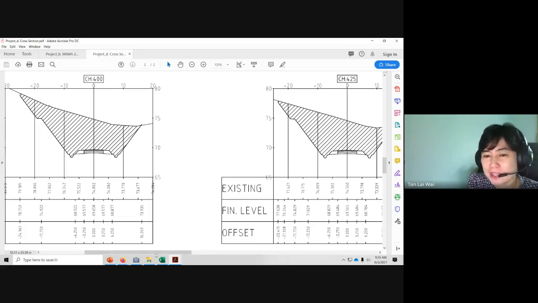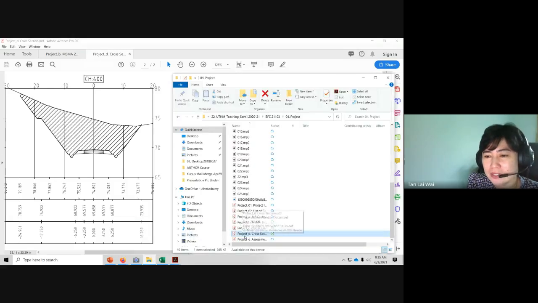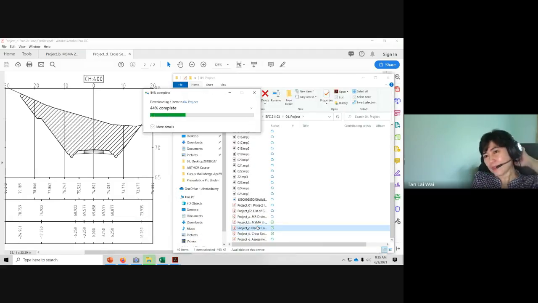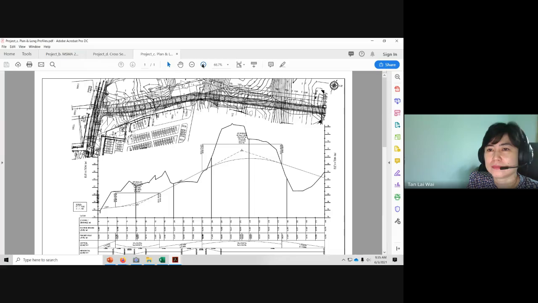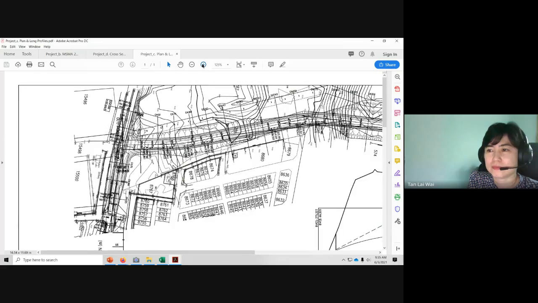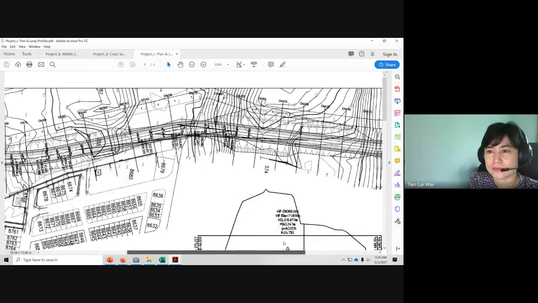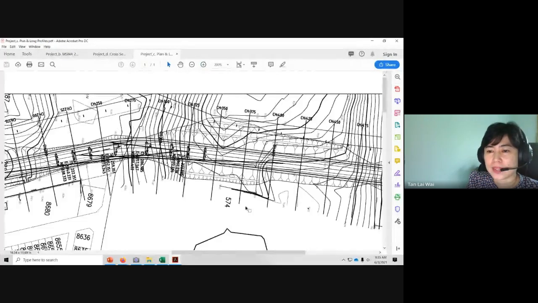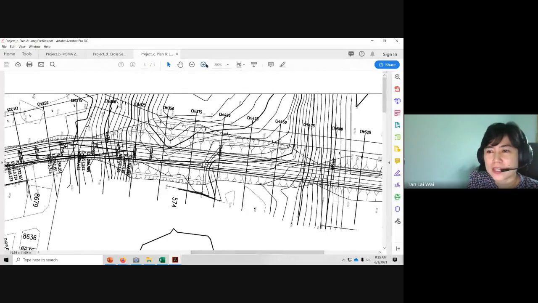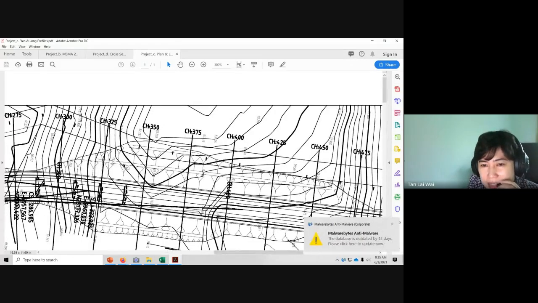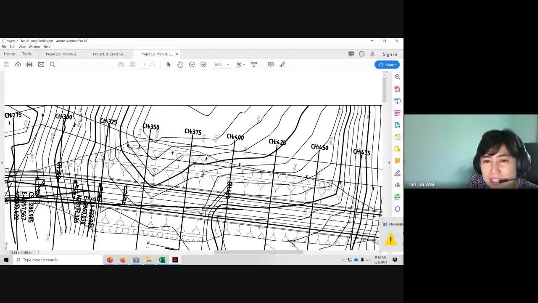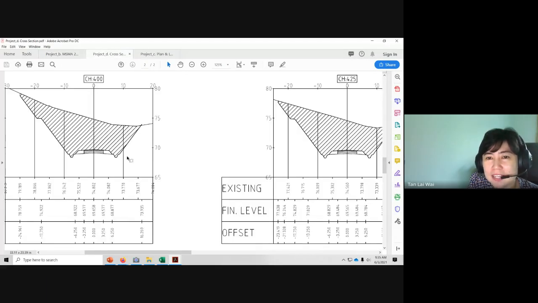Tetapi, you have to be careful tau. Contohnya, kalau saya tengok plan long ni, kalau saya besarkan kan, actually kan, yang ini ni nampak tak ada dua garis yang selari ni kan? Ini ialah kedudukan bench drain pertama dan ini ialah kedudukan bench drain kedua. Sebab bila saya cut, exactly saya akan dapat balik yang ini.